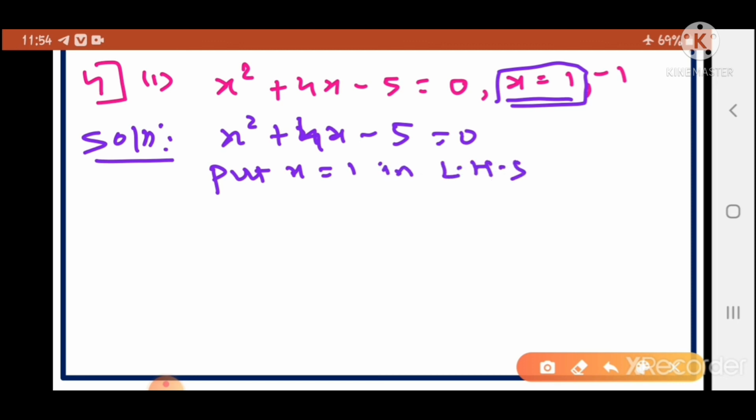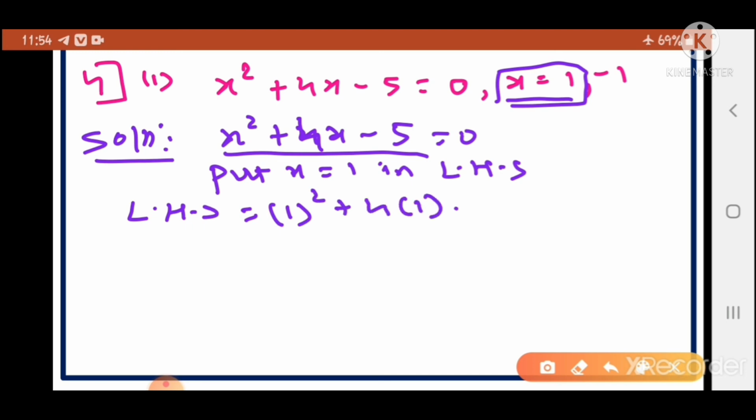LHS मतलब लेफ्ट हैंड साइड, तो ये इक्वेशन का लेफ्ट हैंड साइड क्या है? सो लेफ्ट हैंड साइड में ये है ना, ये पूरा लेफ्ट हैंड साइड है, तो यहाँ पे जहाँ पे भी आपको x दिख रहा है वहाँ पे 1 पुट करिए. सो x स्क्वायर मीन्स 1 स्क्वायर प्लस 4 इंटू x मीन्स 4 इंटू 1 माइनस 5. सॉल्व दिस. 1 स्क्वायर इज 1, 4 1s are 4 minus 5. So 1 plus 4 is 5 minus 5. So 5 minus 5 becomes 0. So LHS becomes what? 0.